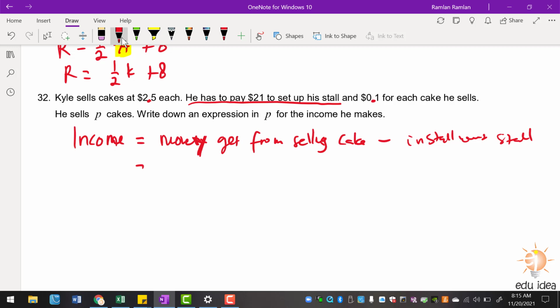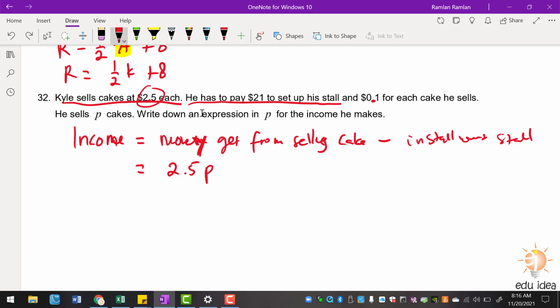Okay, so that will equal the money that he gets from selling cake, which is this one. So he sells the cake at $2.5 each. So this is for the money I'm getting from selling cake. We get 2.5 for one cake. Since he will sell P number of cakes, and we don't know how many cakes he can sell, you can write this down as 2.5 multiplied by the number of cakes, P. So this is the money that he gets from selling cake.